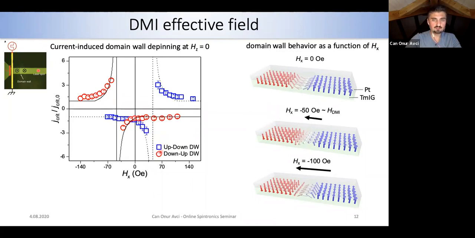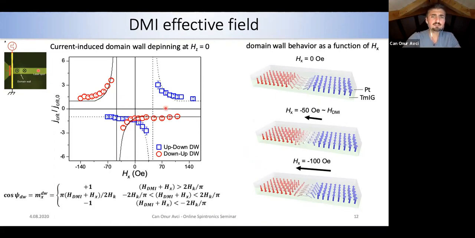So for instance, for a down-up domain wall, which is the figure here, at zero field you need a negative current. If you apply a positive field, the current that you need doesn't change. But then if you apply a negative field, basically it spikes. So there's a very strong increase of the critical current. But at some field, the critical current changes sign. So to move the domain wall in the same direction, I need an opposite polarity of current, which indicates that the chirality of the domain wall changed.